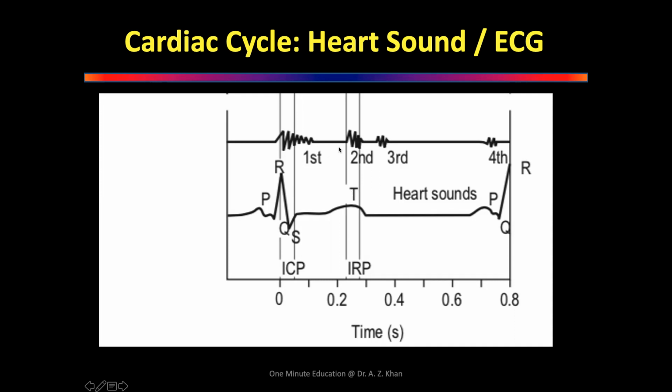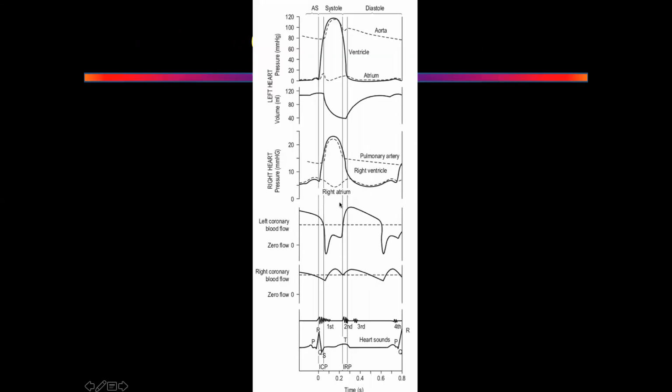And the first, second, third and fourth heart sounds: the third and fourth are usually beyond your scope. Fourth is usually heard in a stiff ventricle. The third may be heard in a child, but 1 and 2 you must know where they lie. Yeah, the atrioventricular valves closing, the mitral and tricuspid closing. Okay, so now we put it all together in one picture.